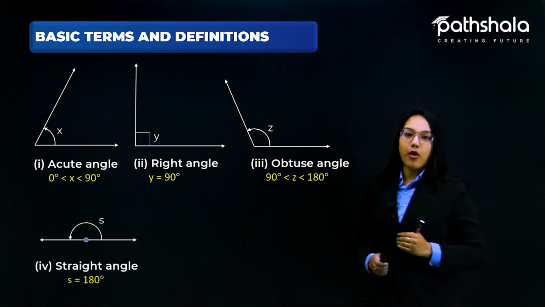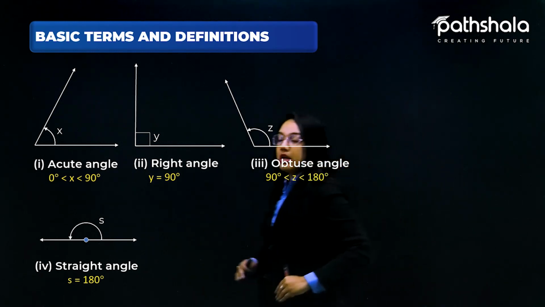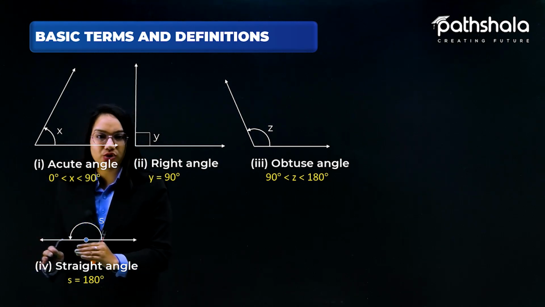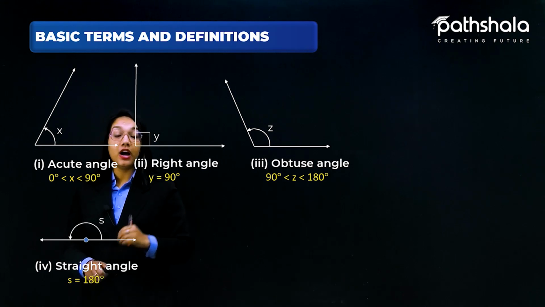Now let's talk about the other type of angle, which is called the straight angle. So what is a straight angle? In this straight line, this particular angle S is called a straight angle, whose measure is equal to 180 degrees.